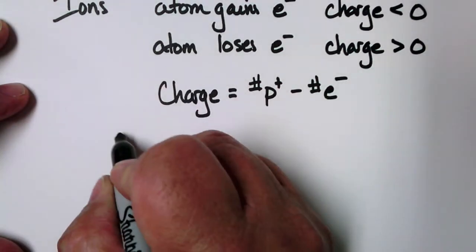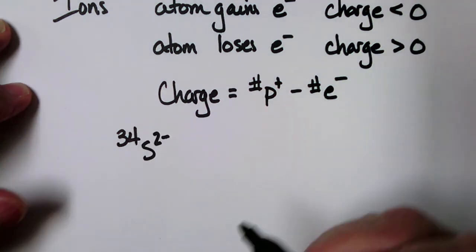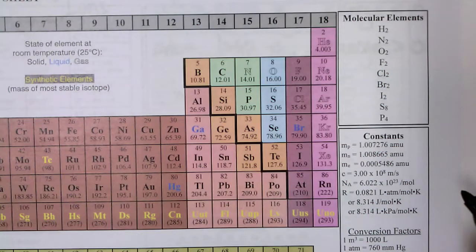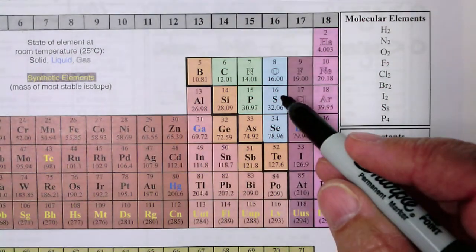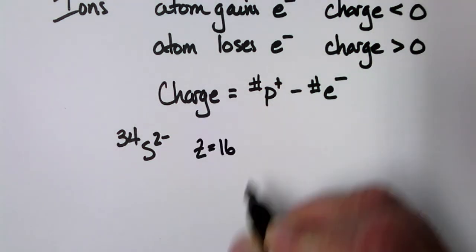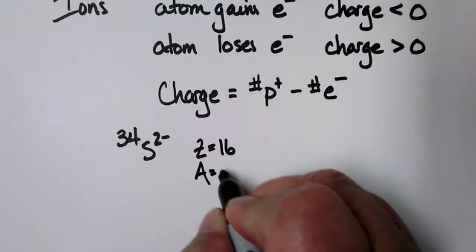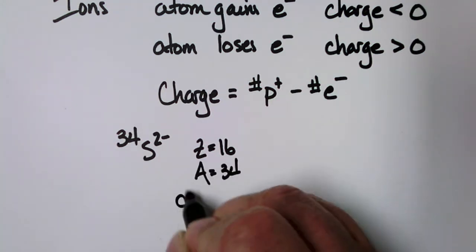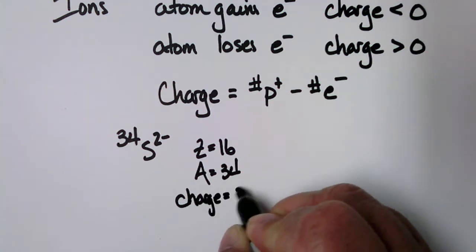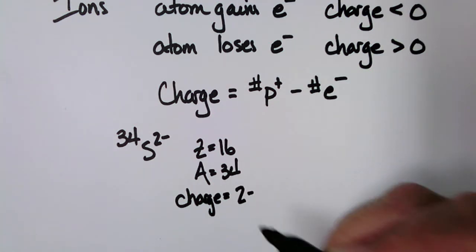So let's consider the sulfur 34 2- ion. So the atomic number for sulfur is 16. So our atomic number is 16. Our mass number is 34. And our charge is 2-, or you can think of it as -2, but it's written with the sign after the number.